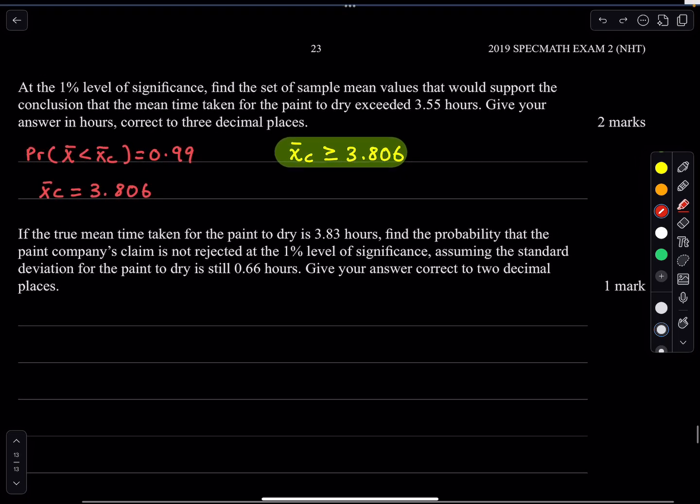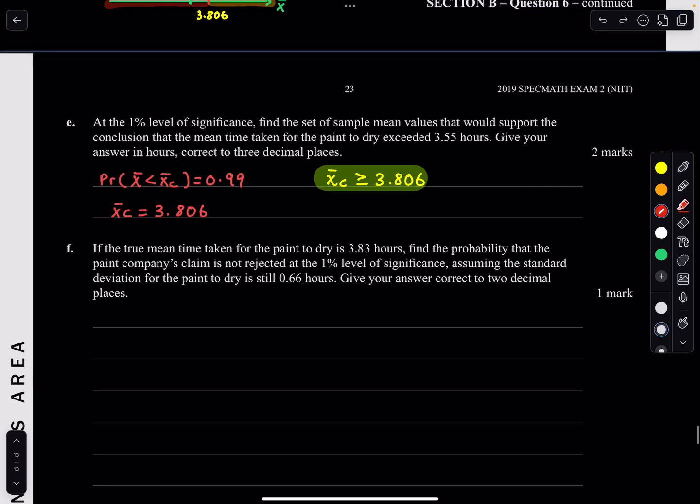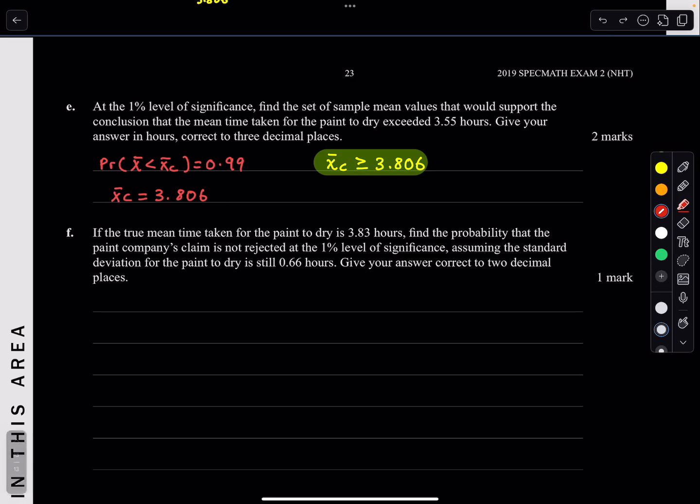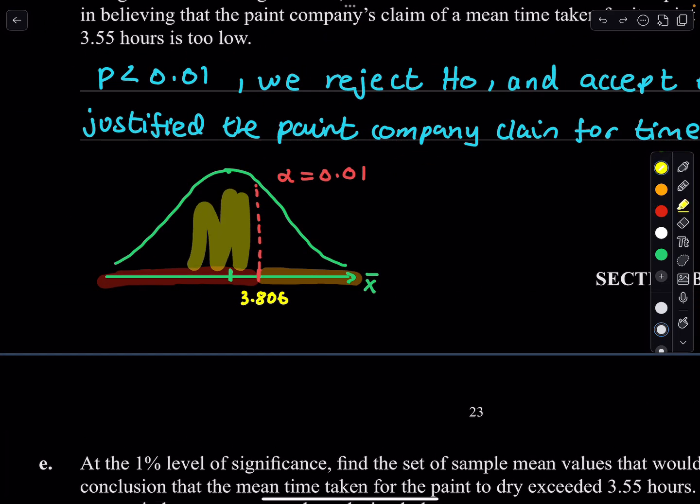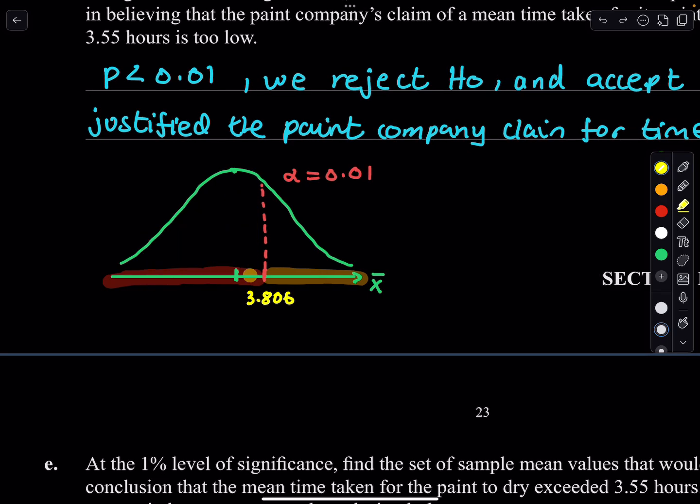If the true mean time taken for the paint to dry is 3.83 hours, we have a new mean. We're trying to find the probability that the company's claim is not rejected at the 1% level of significance. So we want to accept the null hypothesis, so we can reject the alternative hypothesis. That's our goal in this one. Remember, this is where we would accept the null hypothesis, within here, and these are the values of our x bar.